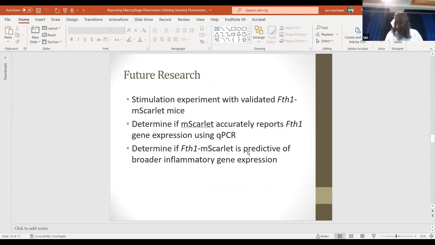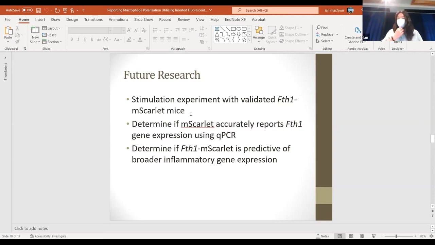First we should do more validation testing. This was data collected from only one mouse, so we should be doing this with the multiple mice that we produced. We were also able to do a stimulation with the FTH1 mScarlet mice, and we are currently analyzing the results, but we should do a stimulation in the wild types, because we did the mice just as they were living. So we should test them with a pathogen and see the mScarlet levels in the mice afterwards and see if there's a change, if it spikes up, since obviously that's a mounted immune response versus just going on with life as normal.